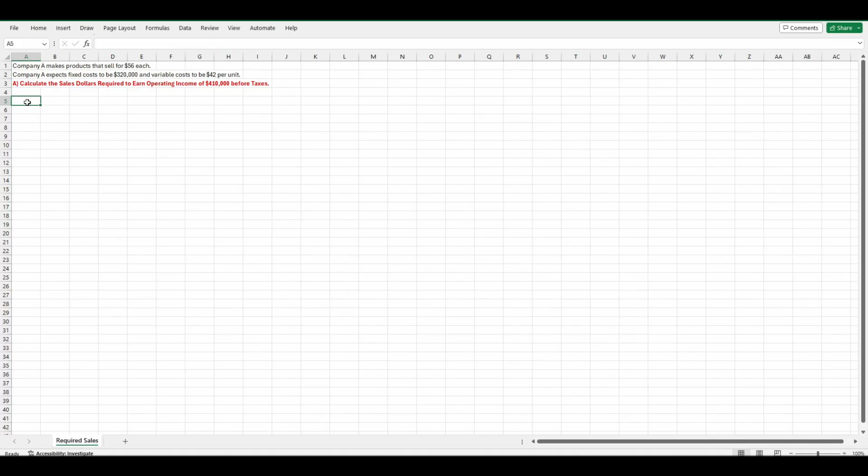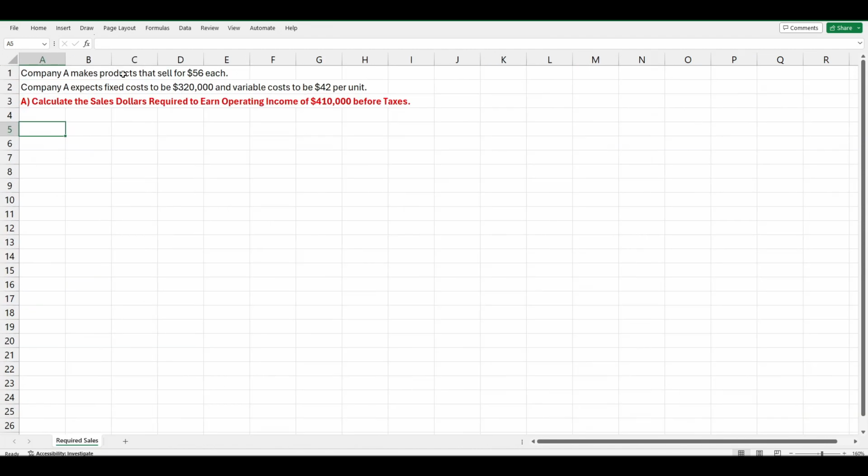All right, guys, so we're going to be doing a required sales example. Company A makes products that sell for $56 each. The company expects fixed cost to be $320,000 and variable cost to be $42 per unit. A, calculate the sales dollars required to earn operating income of $410,000 before taxes. So we're going to be trying to find sales per unit and in dollars. Let's follow the steps given in the PowerPoint.